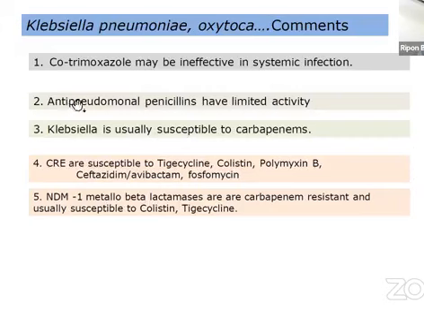Klebsiella pneumoniae: co-trimoxazole may be ineffective in systemic infection, and Klebsiella is usually susceptible to carbapenem. Carbapenem-resistant organisms are susceptible to tigecycline, colistin, polymyxin B, like this. And NDM-1 metallo-beta-lactamase producers are carbapenem resistant and usually susceptible to colistin and tigecycline.